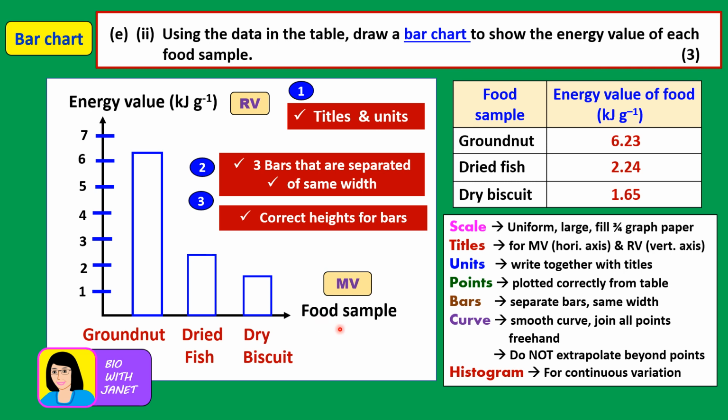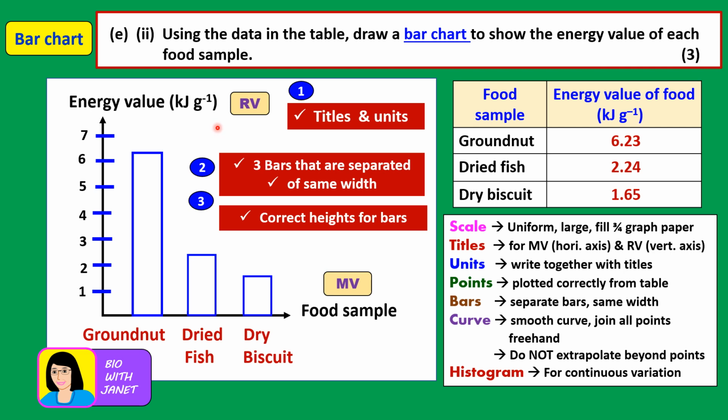So titles. Now the MV is always on the horizontal axis. For example, food sample is your manipulated variable, and the RV is on the vertical axis, for example, energy value. Okay, so units must be shown here. So if your titles and units are correct, then you get 1 point or 1 mark. All right. So take note now to write in the units, because some students forget to write the units.